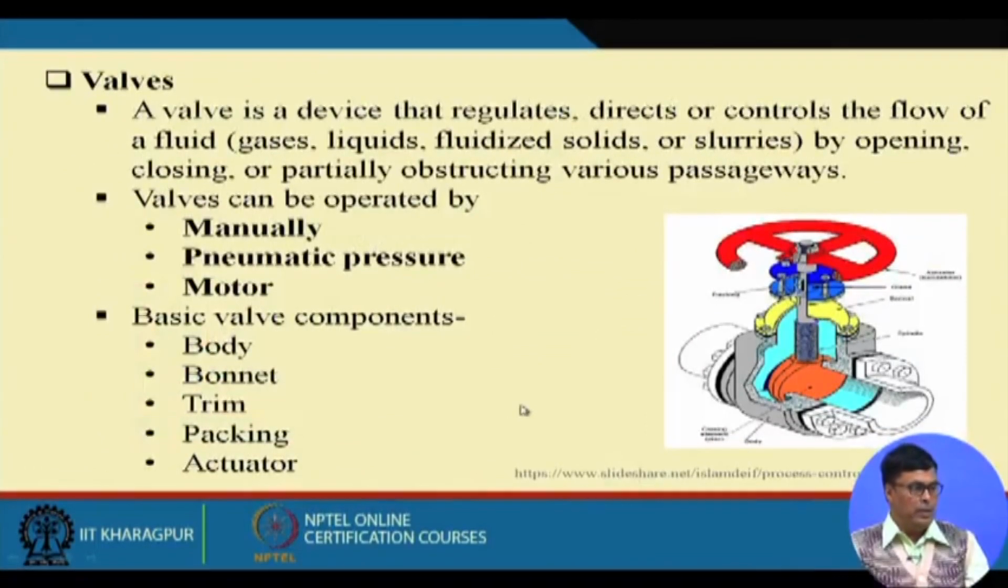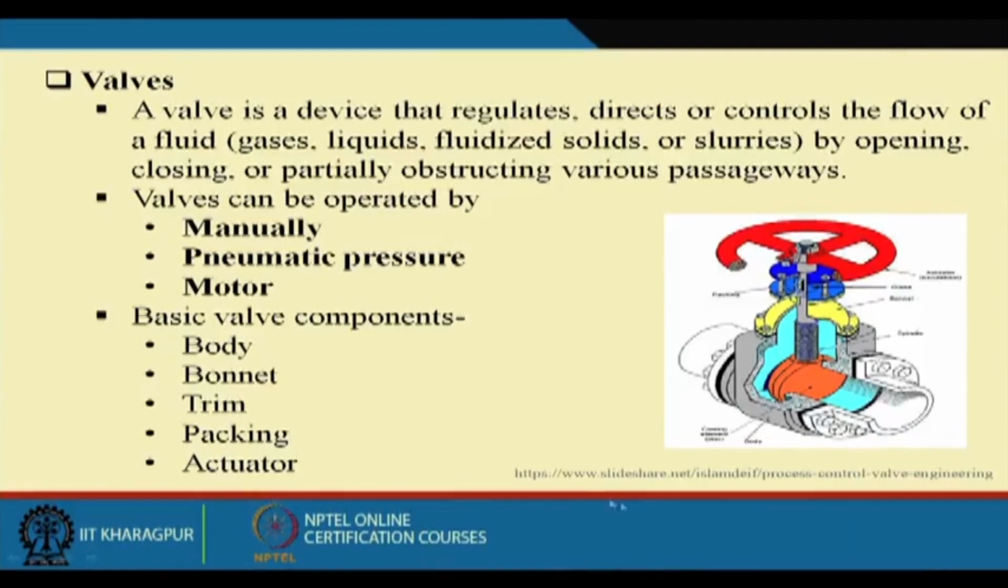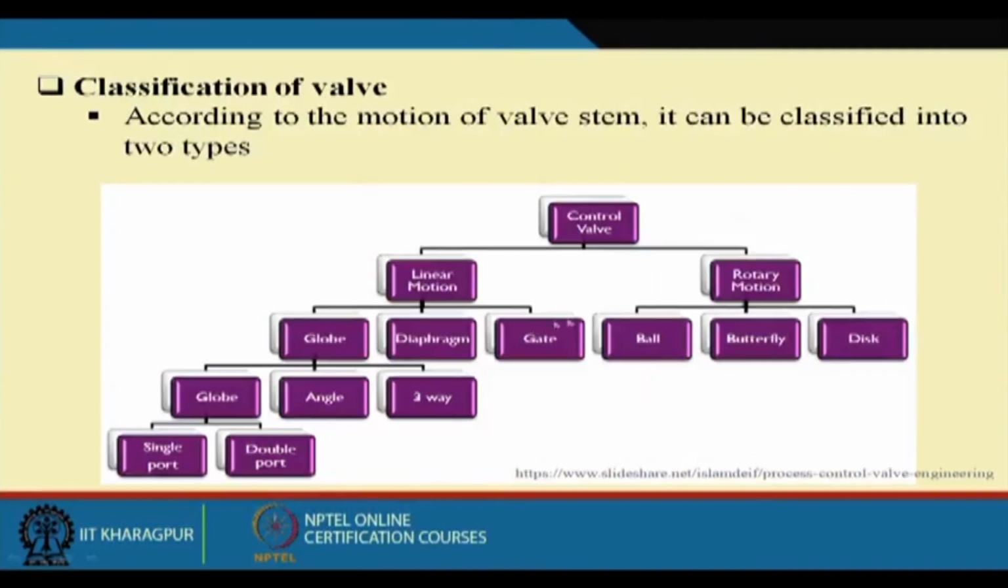Now, besides that, there are different valves we use in the fermentation industries. That is very important. A valve is a device that regulates, directs or controls the flow of a fluid, gas, liquid, fluidized solid or slurry, by opening and closing or partially obstructing the various passageways. The valves can be operated manually, by pneumatic pressure or by motor, and are based on the valve components: body, bonnet, trim, packing and actuator, the different portions that have been shown here.